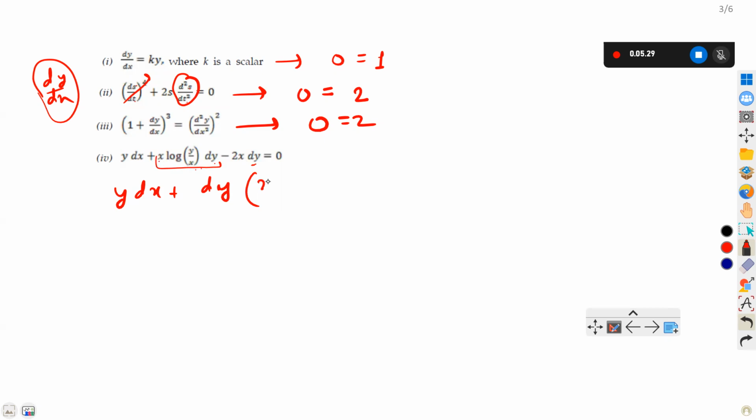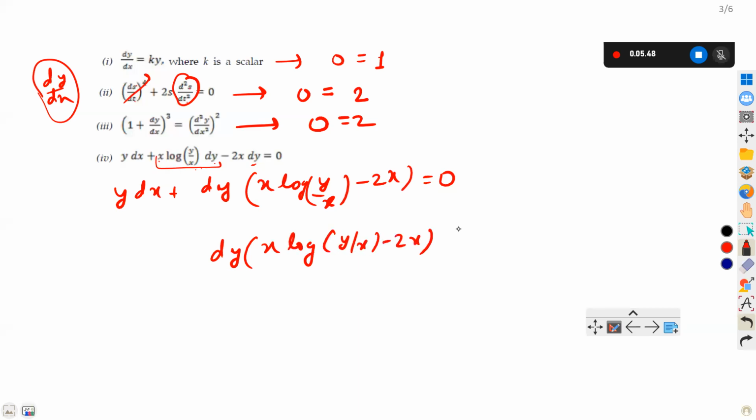If we take dy common from this term, what is left? x log y by x. And what is left here? Minus 2x. Now we can shift this y dx over here. So this becomes dy times x log y over x minus 2x equals minus y dx.